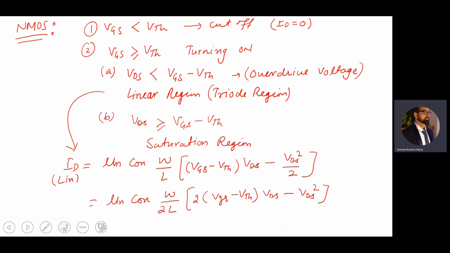These conditions are very easy to understand. If VGS is less than VTH, it is the cutoff region. If VGS is greater than or equal to VTH, the transistor is turned on. Then if VDS is less than VGS minus VTH, it goes into the linear region, and if VDS is greater than or equal to VGS minus VTH, it goes into the saturation region. The different currents ID are also written here for the same.